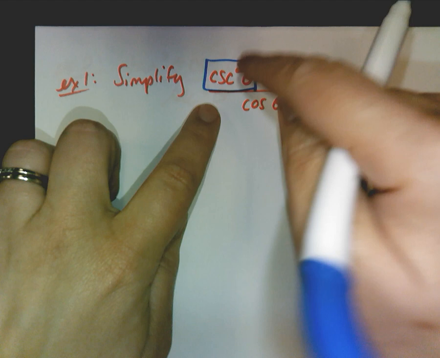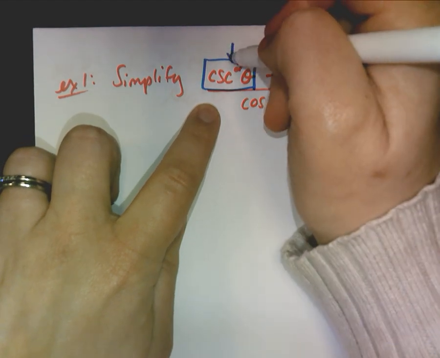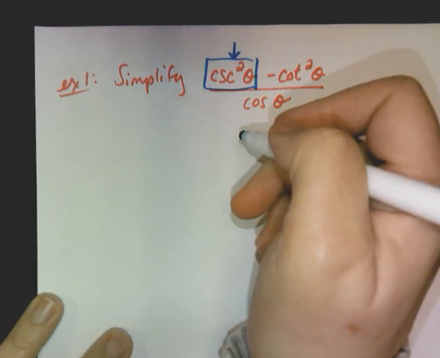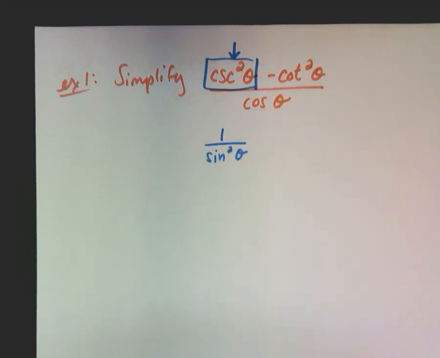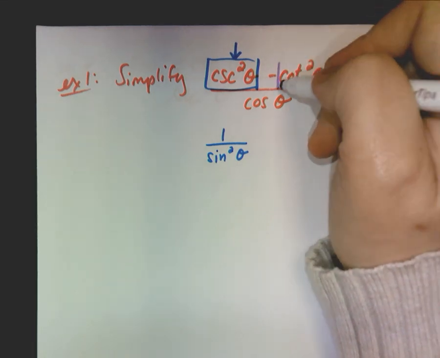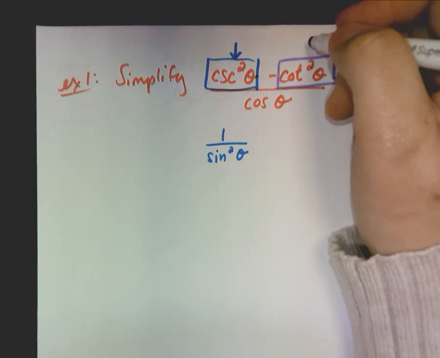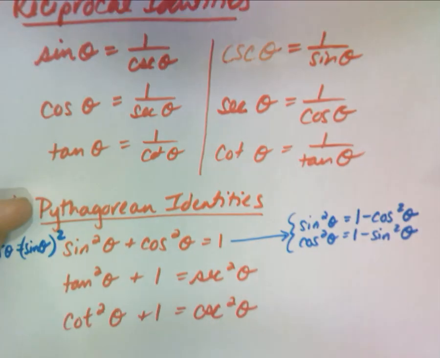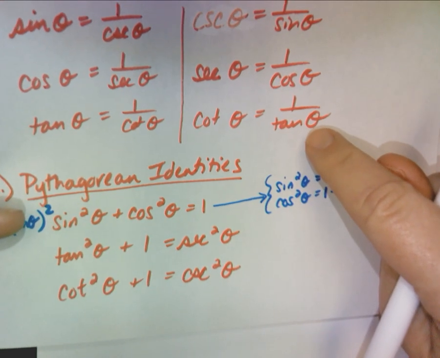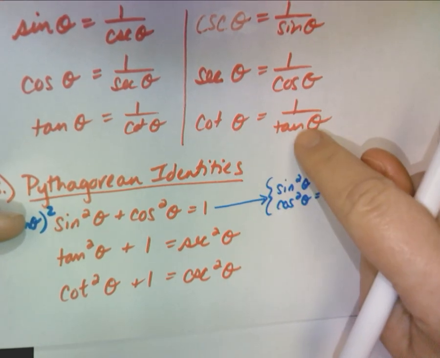So that's actually what I'm going to do right here. I'm going to replace what I just boxed in blue with 1 over sine squared theta. Remember, I'm trying to rewrite everything in terms of sines and cosines. Okay, now let's take cotangent squared theta. Well, cotangent, should I write 1 over tan? I mean, it's right there, cotangent 1 over tan.